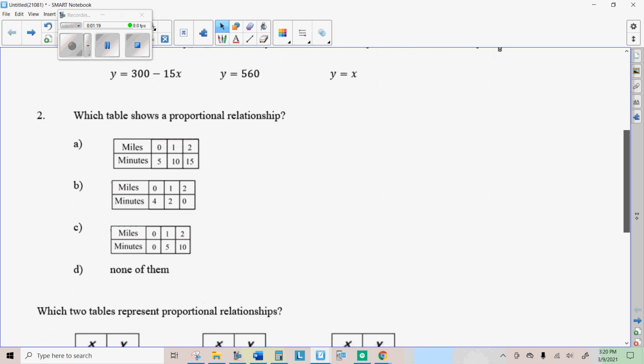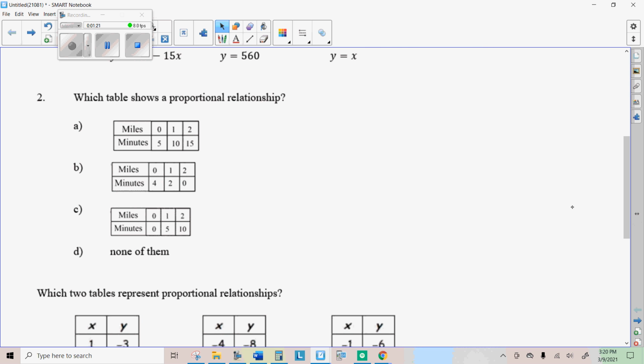Down here on number 2, it says which table shows a proportional relationship. Well, remember what I said about the 0, 0 thing. If it doesn't start at 0, 0, if that's not in the table, then it's not proportional. So see here how we have 0, 5. No go. 0, 4, no go. Now that might not be enough. You have to check one more thing.